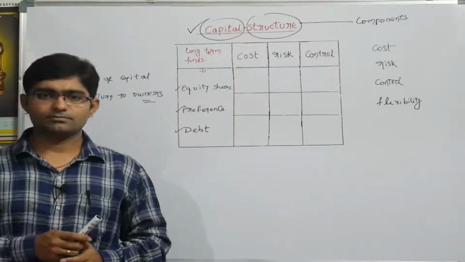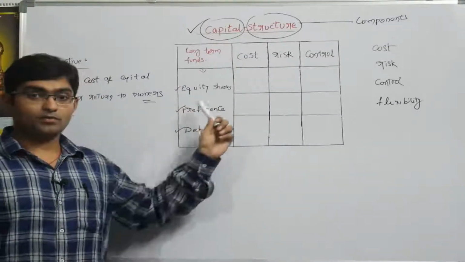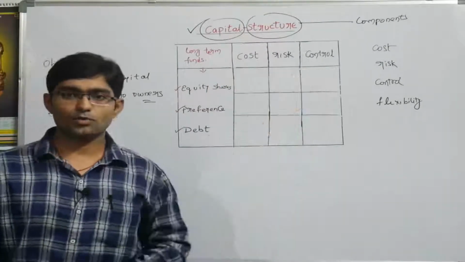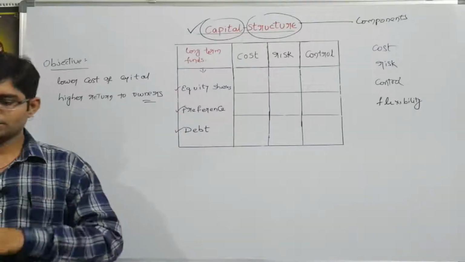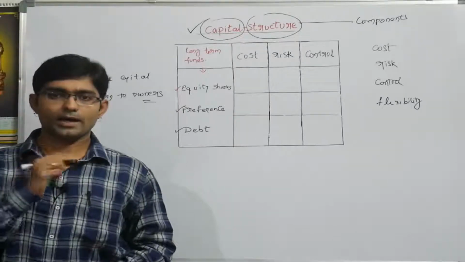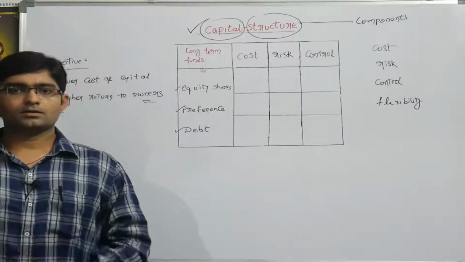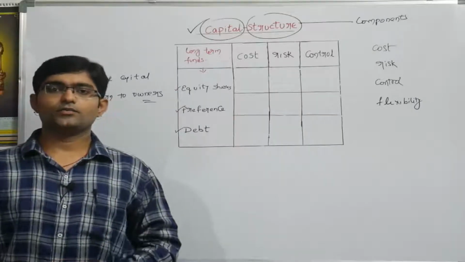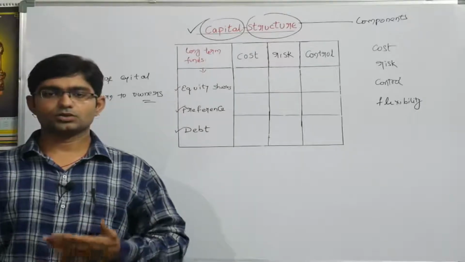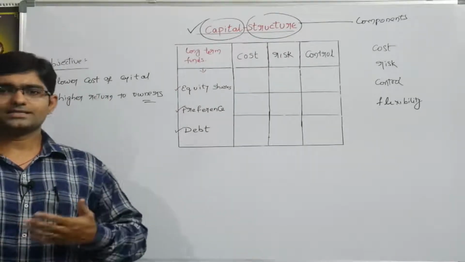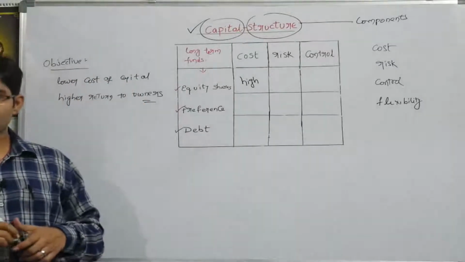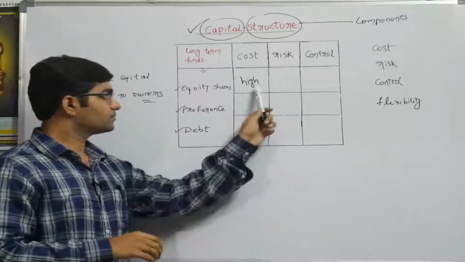Okay, now let's see the characteristics of these three sources from cost, risk, and control perspective. First one is equity. The cost of equity is higher. Why? Because these equity shareholders take the risk of loss. They are taking the risk of loss. So generally, any person who is taking risk expects much higher return. Risk is high, cost is higher.